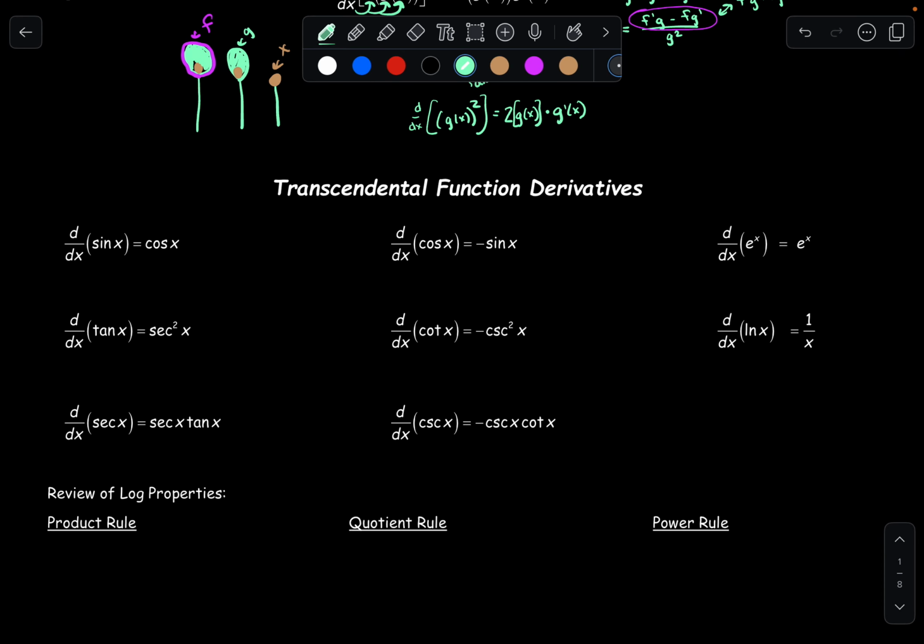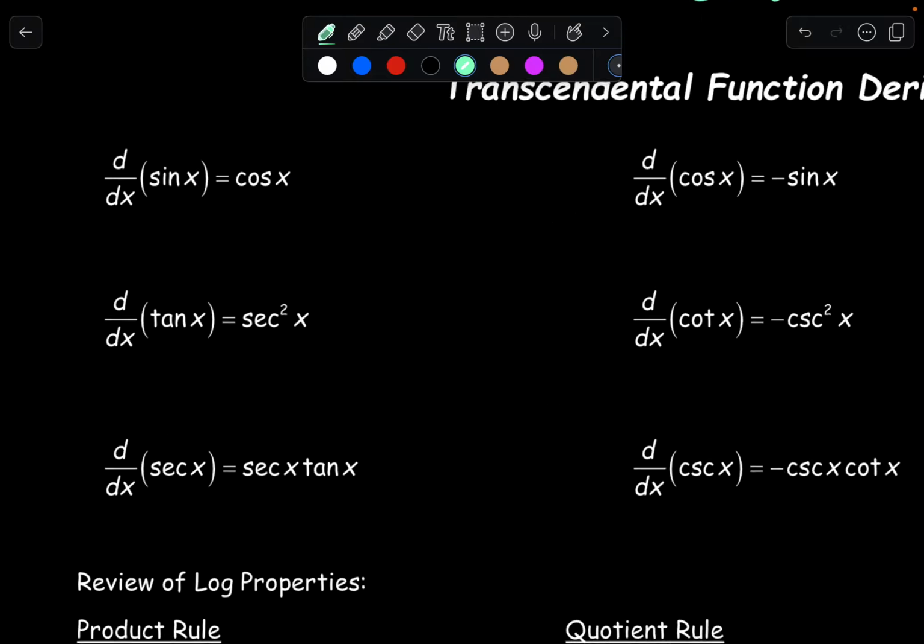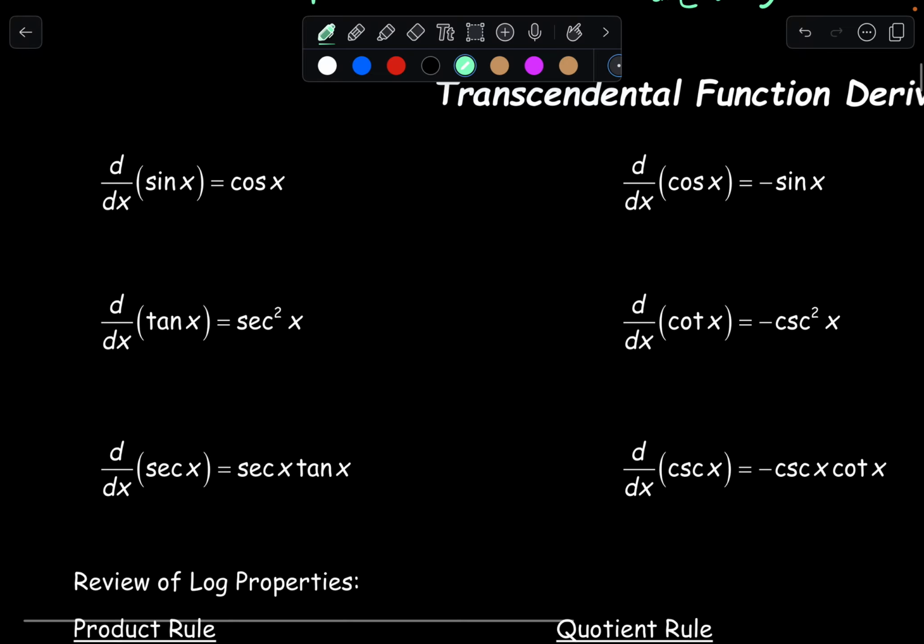All right, your transcendental functions, there are a few of them. So let's go ahead and start with the ones that are most commonly used. It's going to be your sine, tangent, and secant, cosine, cotangent, and cosecant, all 6 of them, okay?